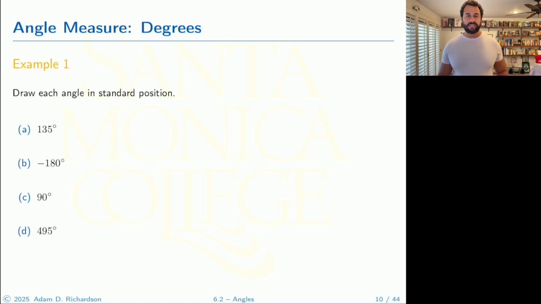All right. Now we're going to practice a little bit. We're going to draw these in standard position. I will do the first two, and then I'll leave you to do the second two on your own, okay? So let's take a look at the first two. Where exactly is 135 degrees on the plane? Where does that angle lie? And then we'll look at negative 180.